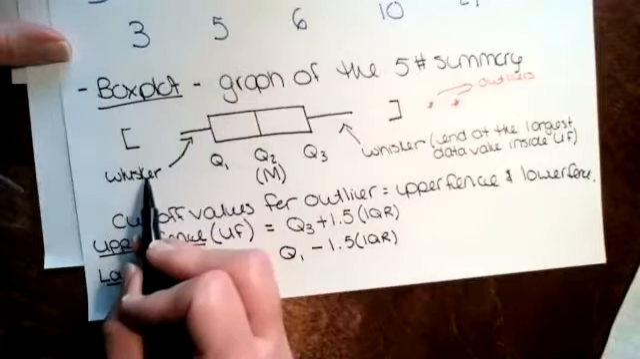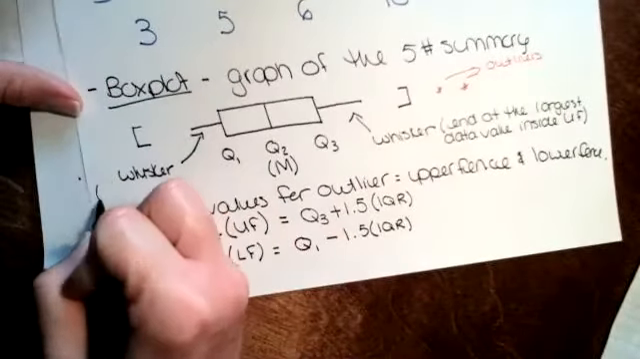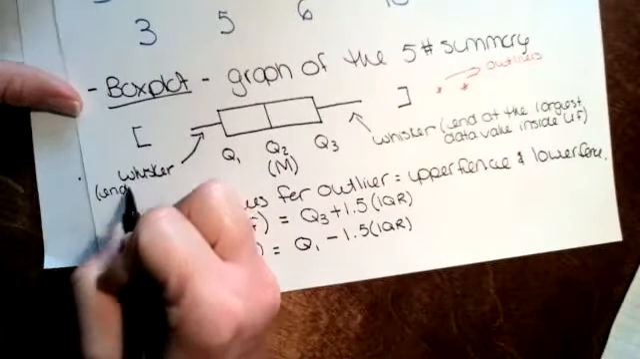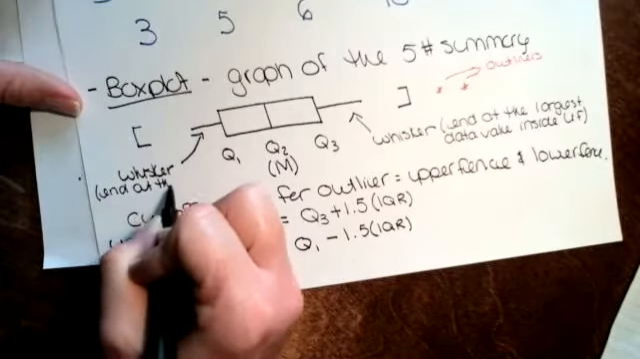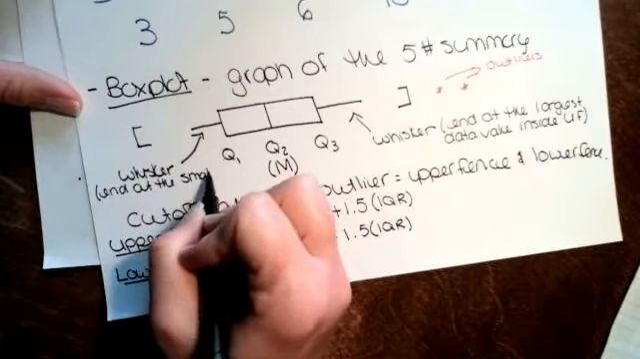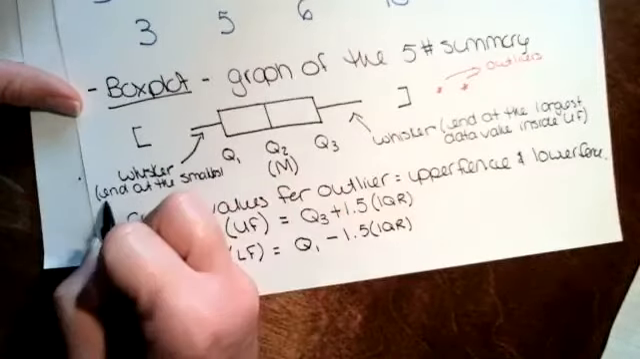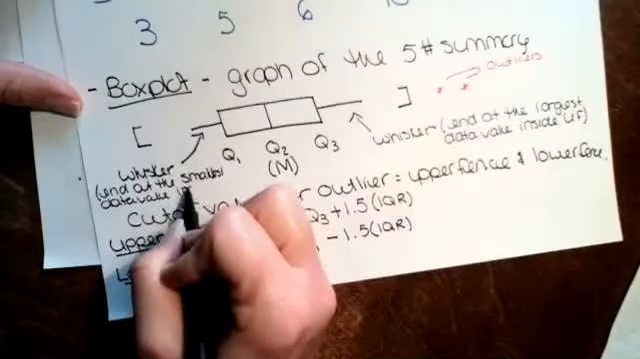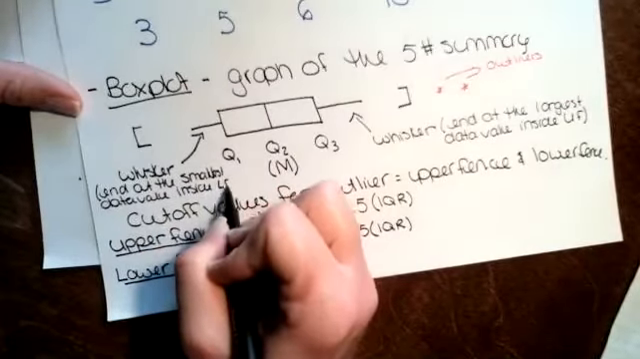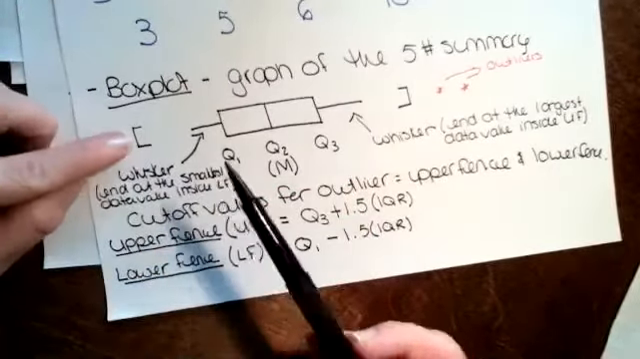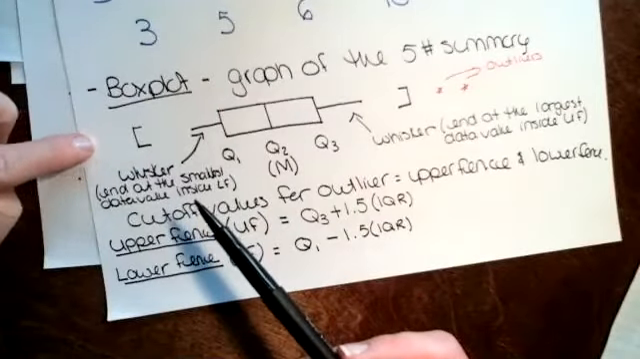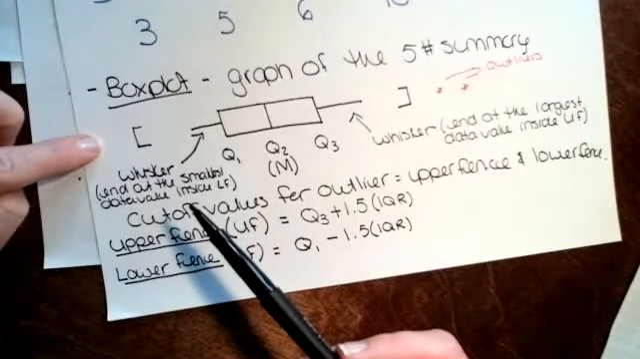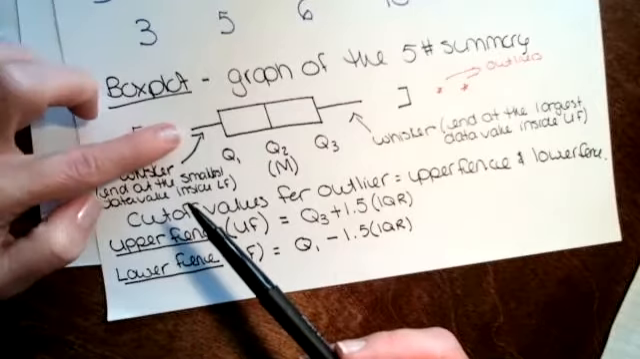And the same thing for this whisker, but just the other way around. It's going to end at the smallest data value inside my lower fence. So again, if it's outside my fence, to the left here on my lower side, that means it's an outlier, so it's going to be inside.